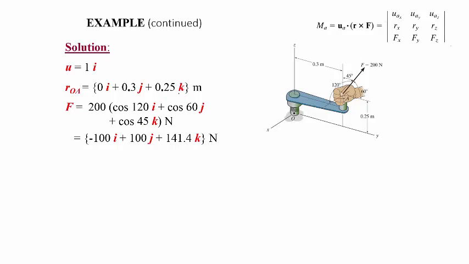I don't want to go over the position vector, so that's why I'm showing this. The position vector from O to A, which is the point where the force starts here. So I use this point along the force. This is my vector ROA, this vector here, 0I plus 0.3J plus 0.25K meters. This is my force vector, okay?